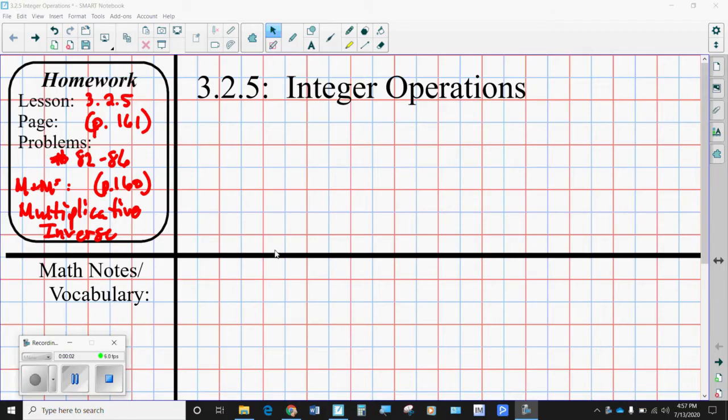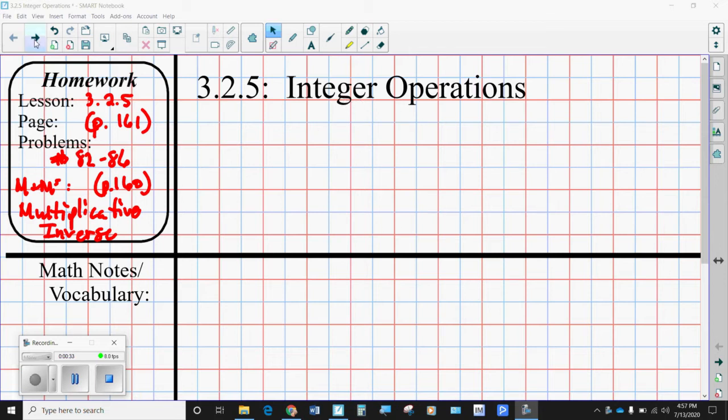Alrighty, today for our lesson 3.2.5, this is actually a day where it would be kind of fun to be together, because there's a game that we're gonna play, where you get to actually test your skills with the integer operations. That is adding, subtracting, and multiplying. We're not going to work too much with dividing, although I suppose we could, but no. Integers, both positive and negative.